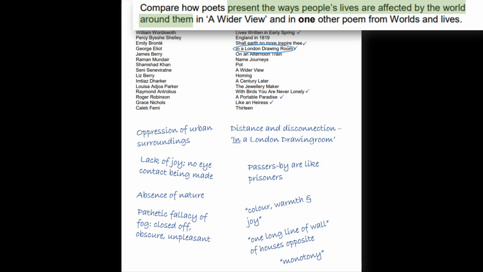And, as with the printed poem, look at the question focus and summarise what Eliot conveys about the effect of the surroundings on people in a London drawing room. You're now ready to write your answer.